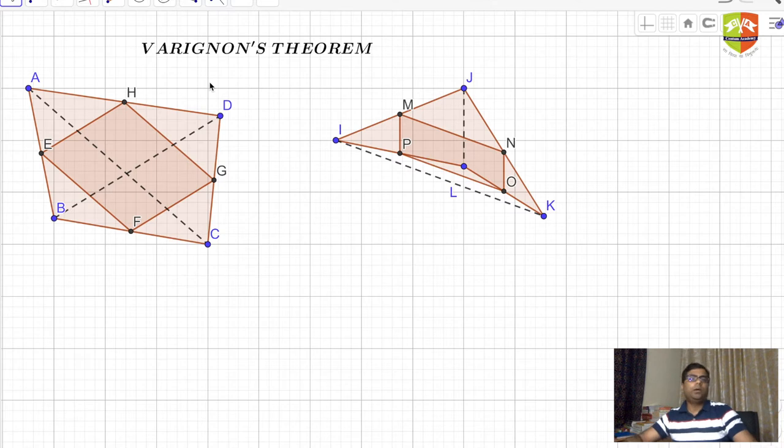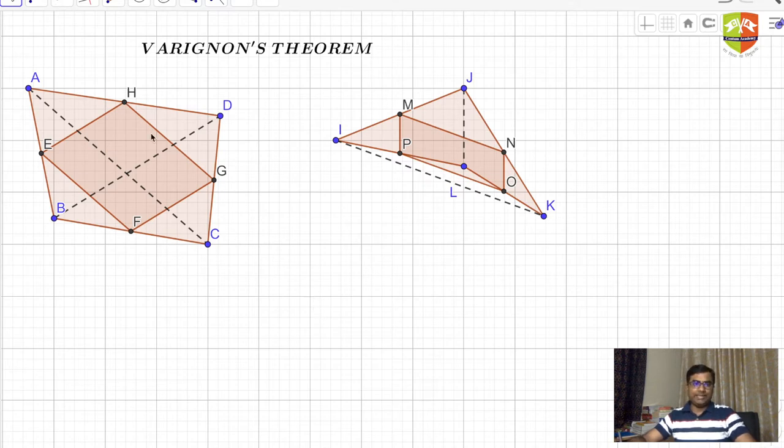Now, Varignon's theorem suggests that if you have a quadrilateral or quadrangle, as we had discussed, and we will be using the term quadrangle instead of quadrilateral. I have shown you a convex quadrangle ABCD, and there is a concave or re-entrant quadrangle IJKL. What the theorem suggests is, if you take the midpoints of all the sides of the quadrangle and join them, you will get a parallelogram, point number one.